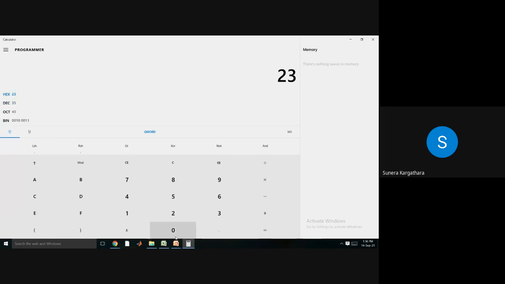From 35, we will separate 3 and 5, right? We will add 0A how many times? 3 times, right? So 0A plus 0A plus 0A, we will add it 3 times. What is my answer? 1E. Inside that 1E, I need to add how much? From 35, 5 is my lower nibble, so I'll add 5. And you can see that 23 is my result.